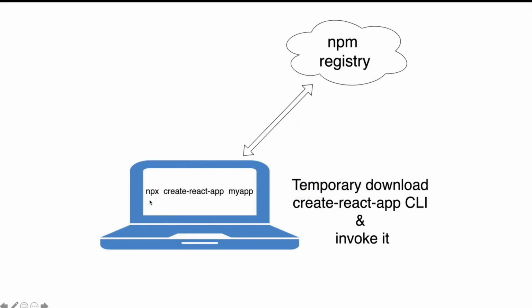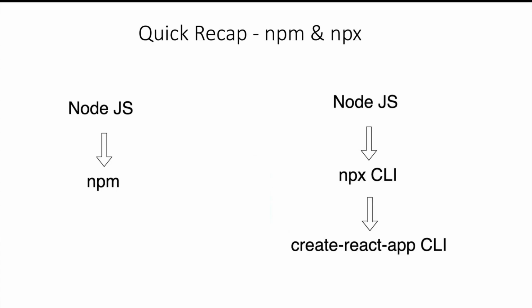So when we execute the command npx create-react-app my-app, what happens is npx temporarily downloads it and invokes it, and Create React App CLI will end up creating a React application. That is what we have done previously. So a quick recap: we have installed Node.js, and Node.js gives us access to npm, and Node.js also gives us access to the npx CLI, and we use npx to invoke the Create React App CLI.